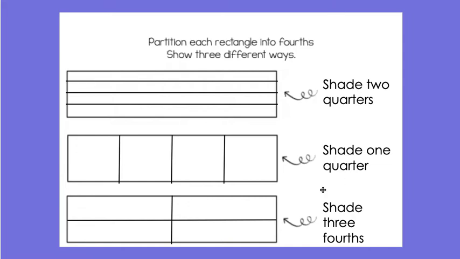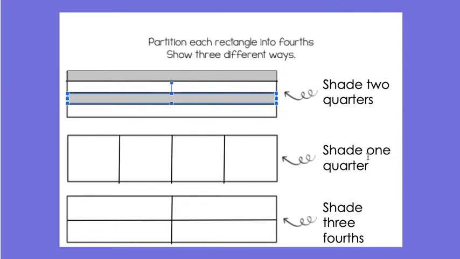Once your rectangles are partitioned, go ahead and shade in 2 quarters on the first one. I gave you a peek of mine. I shaded in these ones. It would have been okay if I'd shaded in these ones instead, like this. Or if I shaded in any rectangle, whatever rectangles I wanted, as long as it's 2.